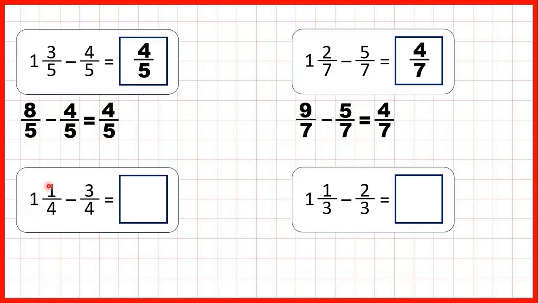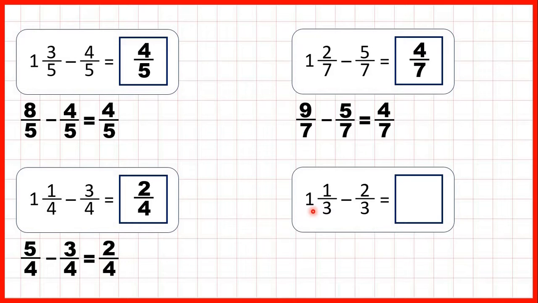Now 1 and 1 quarter minus 3 quarters. Again, we need to change 1 and 1 quarter to an improper fraction. 1 times 4 is 4, plus 1 is 5, and the denominator stays the same. So now we can subtract 3 quarters. The denominator stays the same in our answer. 5 minus 3 is 2, so that's 2 quarters.